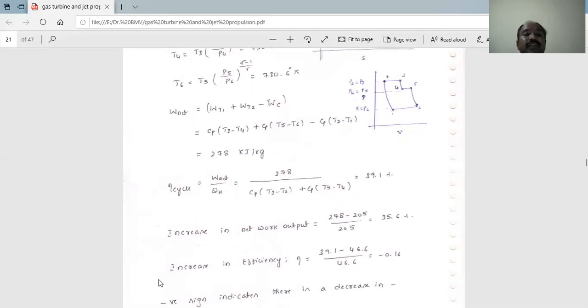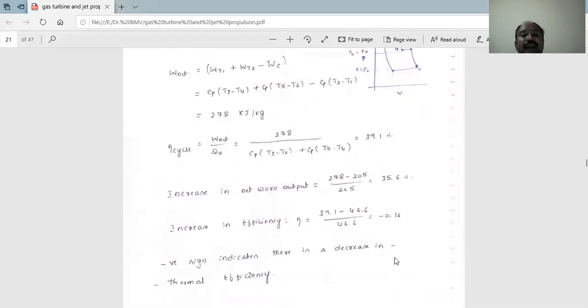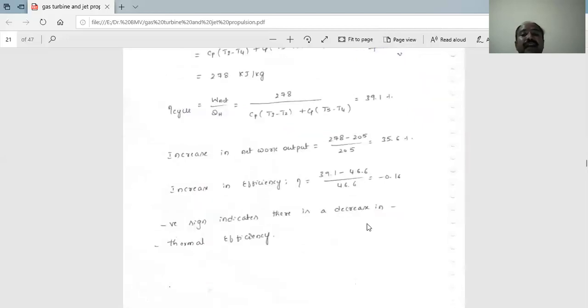What about the efficiency? The increase in the efficiency is equal to 39.1 minus 46.6, where 46.6 is the simple gas turbine efficiency, divided by 46.6, which gives minus 0.16. That means the efficiency is decreasing while the net work output is increasing. The negative sign indicates the decrease in thermal efficiency during the reheating gas turbine cycle. Net work output increases, but the efficiency decreases.